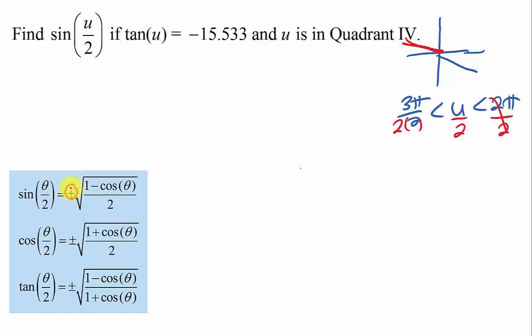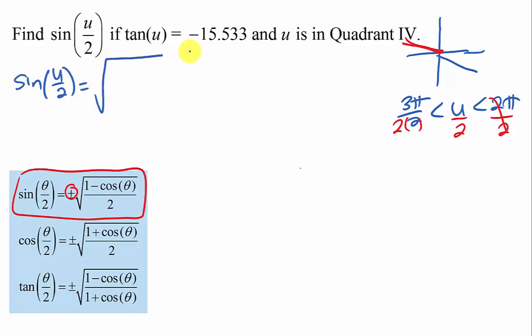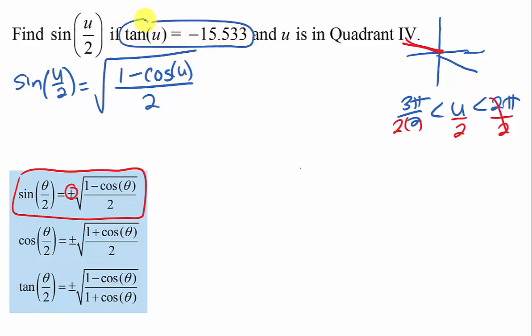So when we use the formula, we want to use the sine formula for half angle, but we would want the positive value. So this is sine of u over 2 is going to equal the square root of 1 minus cosine of u divided by 2. So we're going to need cosine u, and we don't have cosine u, but we have tangent.